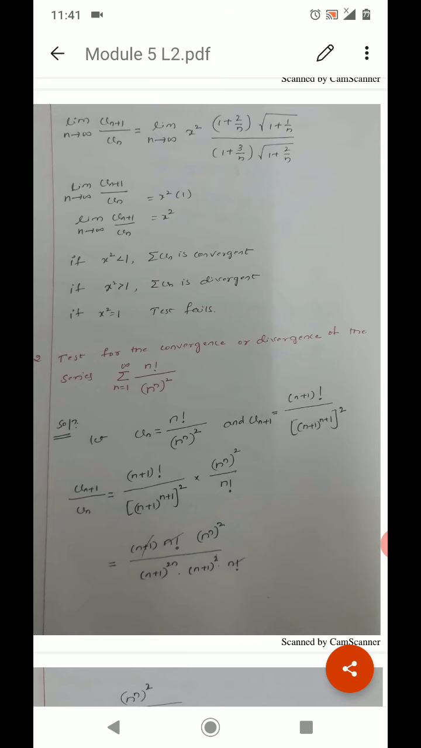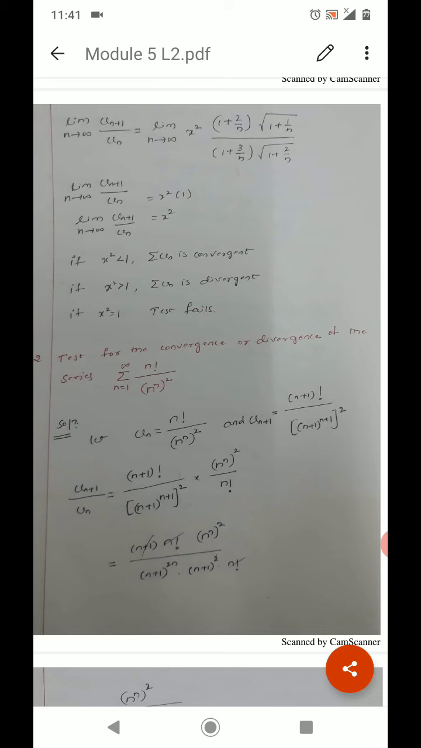Next problem, test for the convergence or divergence of the series summation of n factorial divided by n power n, whole to the power 2, as n runs from 1 to infinity. So the nth term un is equal to n factorial divided by n power n, whole to the power 2, and un plus 1, replacing n by n plus 1, becomes n plus 1 factorial divided by n plus 1 whole to the power n plus 1, whole power 2.